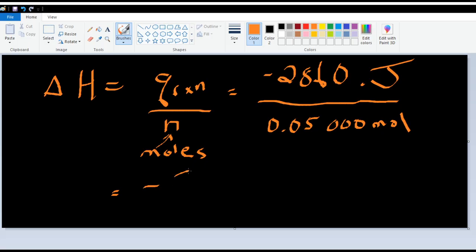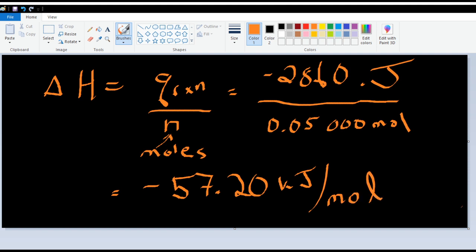So negative 57.20 kilojoules per mole. Remember, for the enthalpy change of a reaction, you take the specific instance of the reaction and divide by the number of moles of the limiting reactant, in order to get from Q to delta H. And don't forget your negative signs. Be sure you got the sign convention correct.